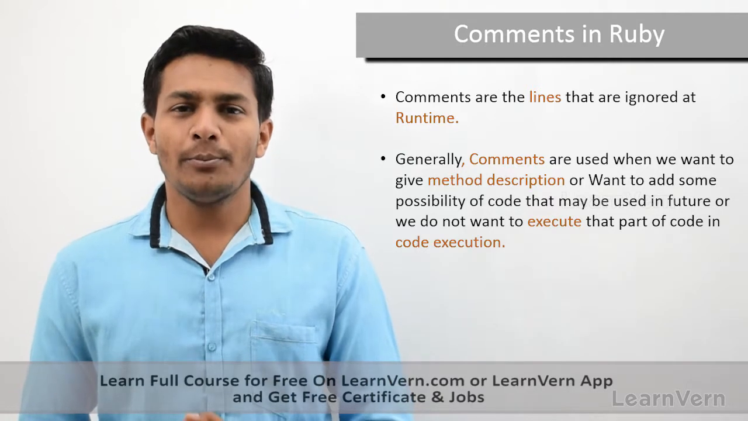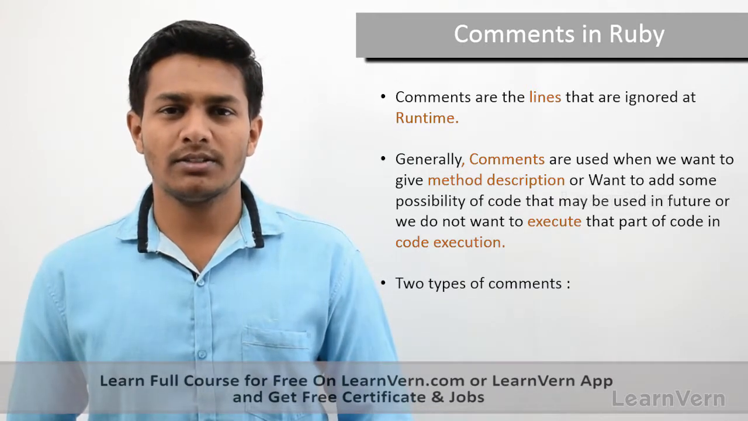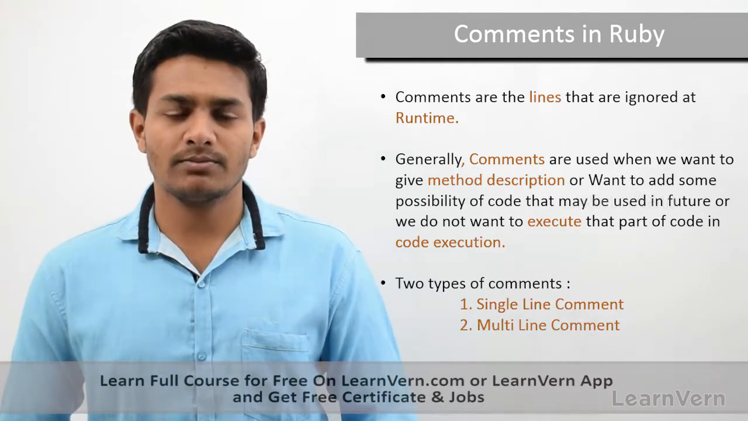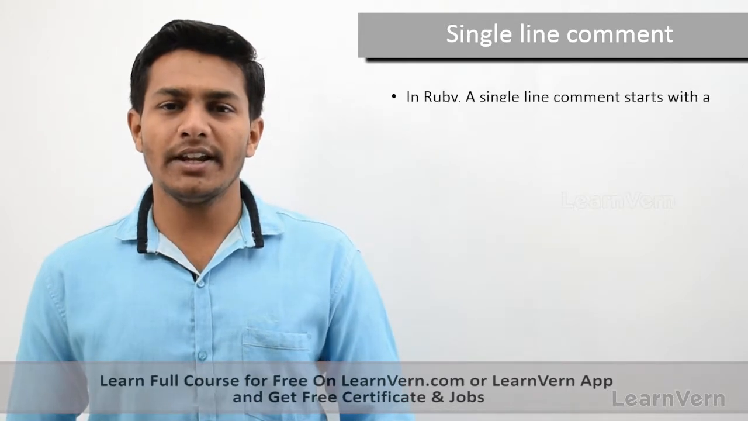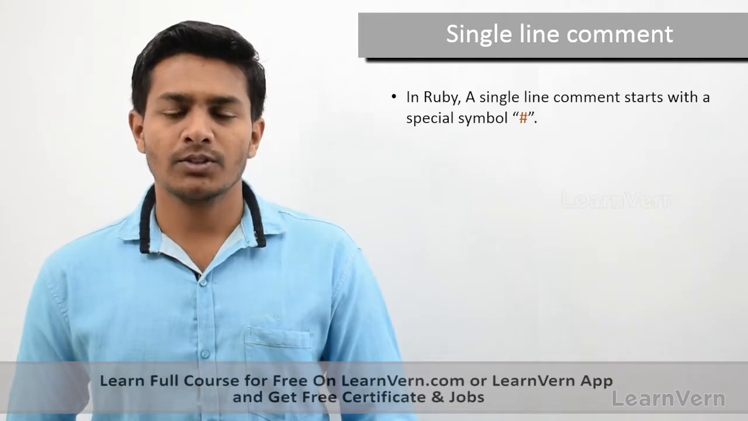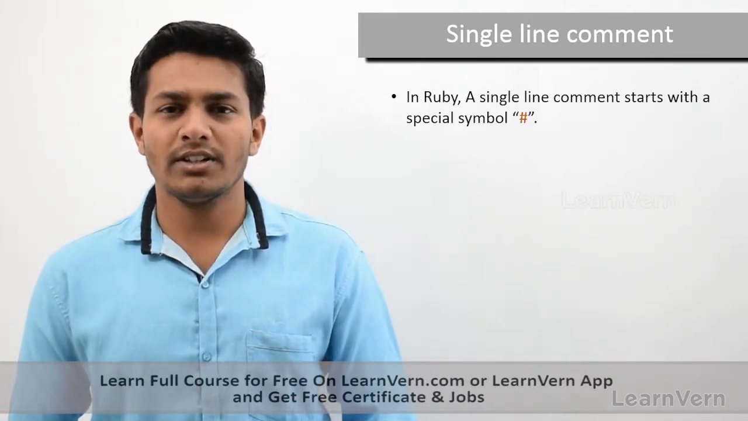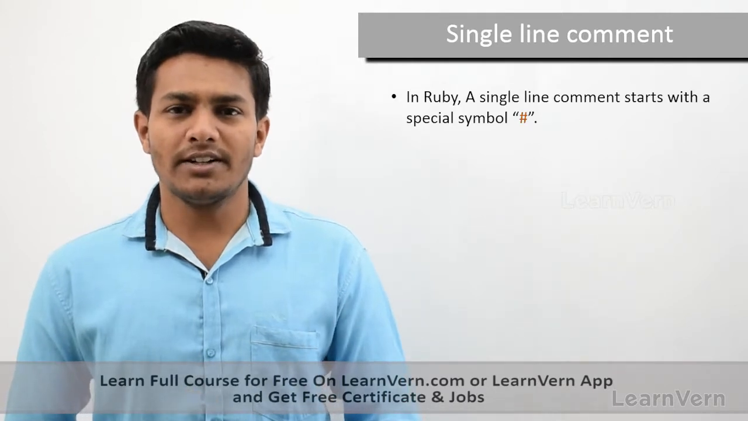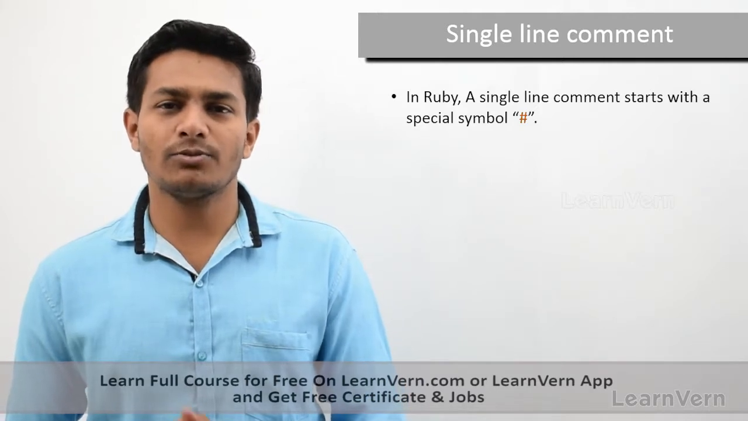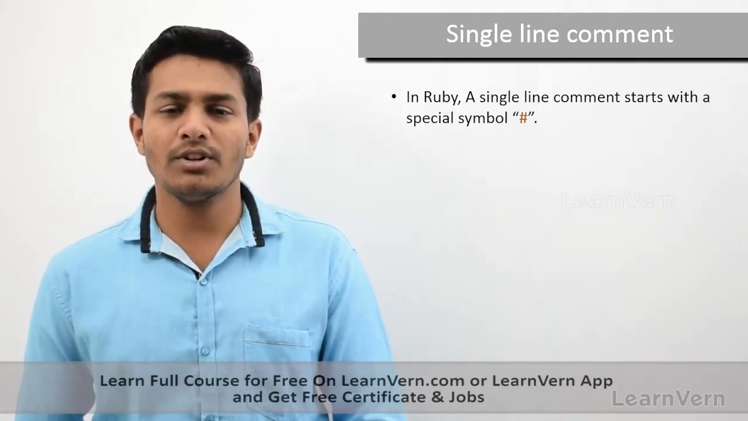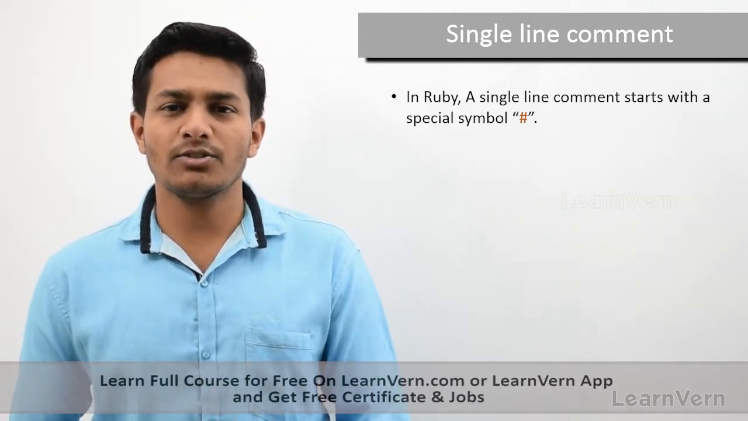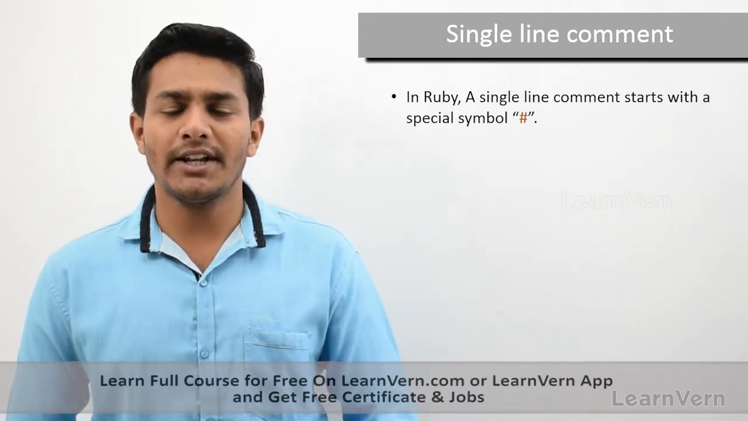In Ruby, we mainly have two types of comments. First is the single line comment and second is the multi-line comment. In Ruby, single line comments start with a special symbol, hash. So if you want to add a comment, you start your sentence with hash, followed by the characters or string or whatever you need to write as a description. But a string that starts with the special character hash won't get executed at runtime.